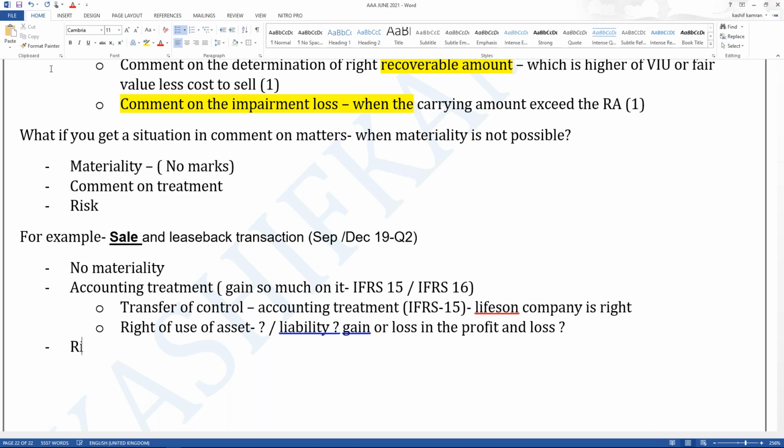I think the risk is if right of use of asset is not recorded. That's the risk. Right? And then you speak about the evidence in working paper file. So I think out of the 8 marks, 3 to 4 marks can go on accounting treatment, 1 mark can go on the risk, and you can write like 3 evidences to wrap up your answer. Is that clear to everyone?